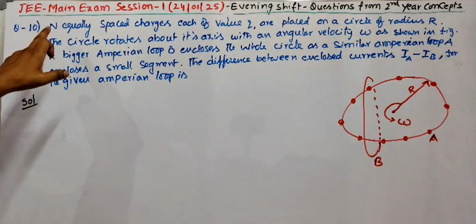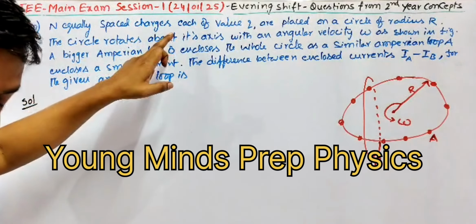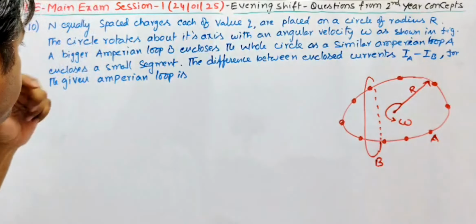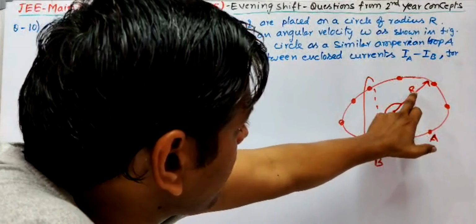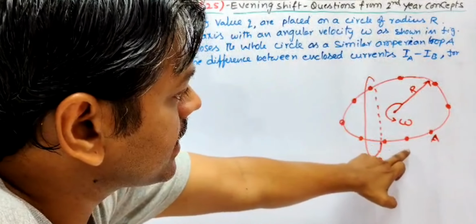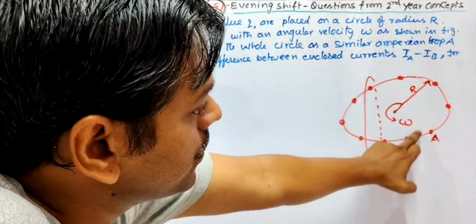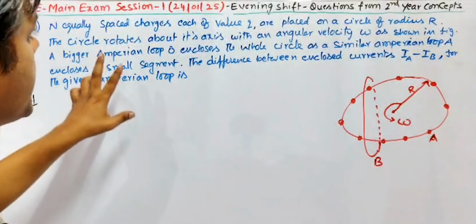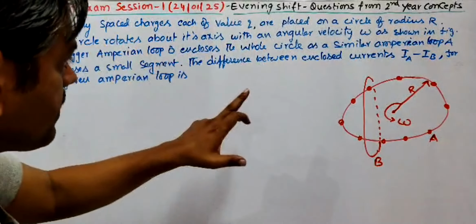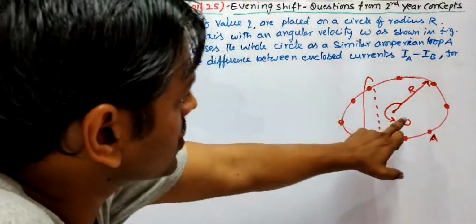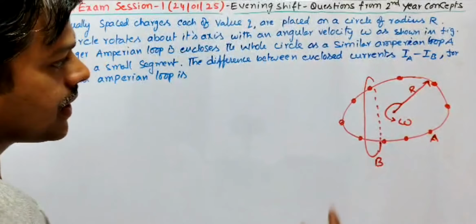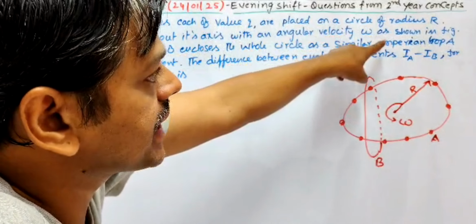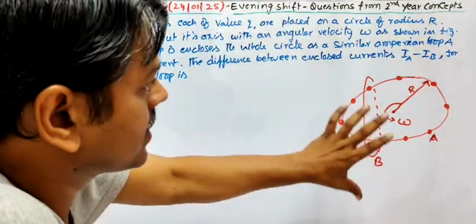The 10th question. N equally spaced charges, each of value q, are placed on a circle of radius r. This is a circle of radius r. On this circle there are equal charges, q, q, q, q, like that, n number, placed. What happened? The circle rotates about its own axis. Suppose this is the circle, rotating about its own axis. It is horizontal, with an angular velocity omega as shown in the figure.